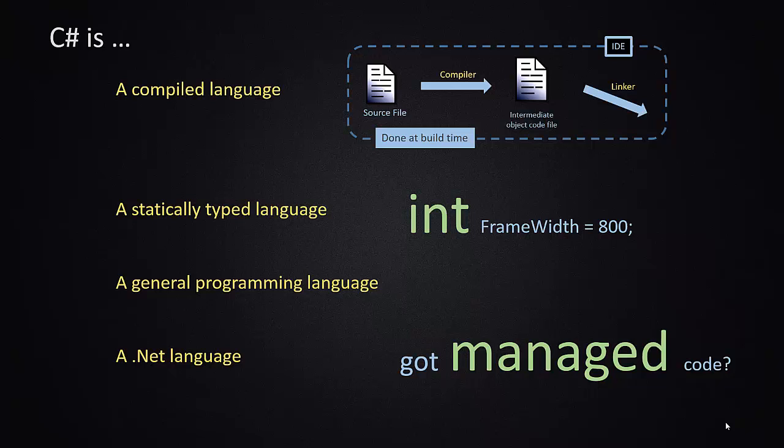C# is a compiled language. Talked about this in an earlier video. Compiled languages are built at design time and then tested. It's also a statically typed language, meaning that it has specific types that you assign to a variable or object at the time that it's built. And you'll see these as words like int and string and things like that.